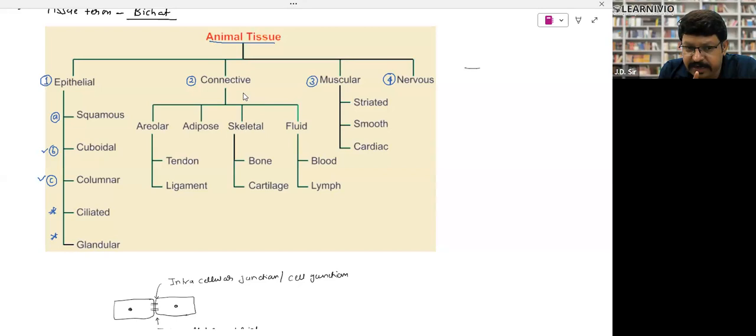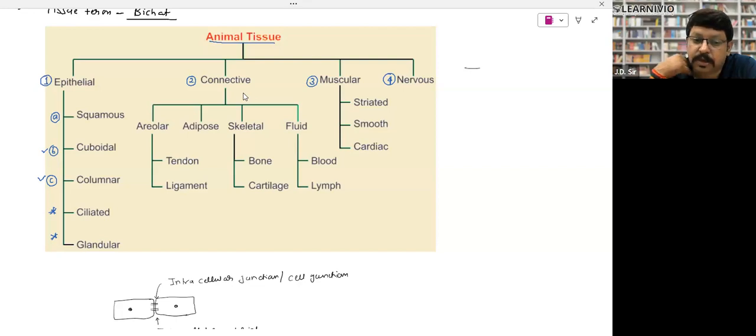So sir, we further divide connective tissue into 4 categories: areolar, adipose, skeletal, and fluid. Areolar tissues are those where there is a gap between the tissues. There are more than 2 tissues, but between them there are gaps. What is in the gap? In between the gap there is some fluid, right? So we call them areolar. Clear?